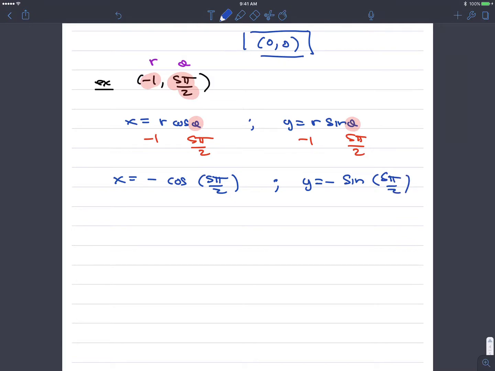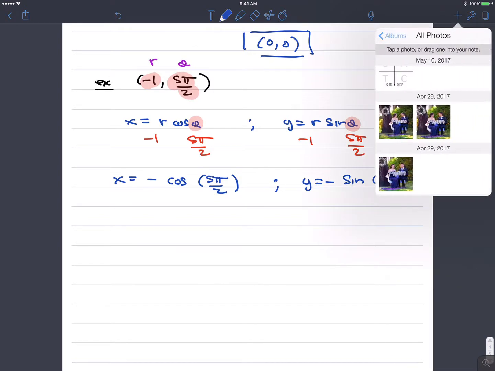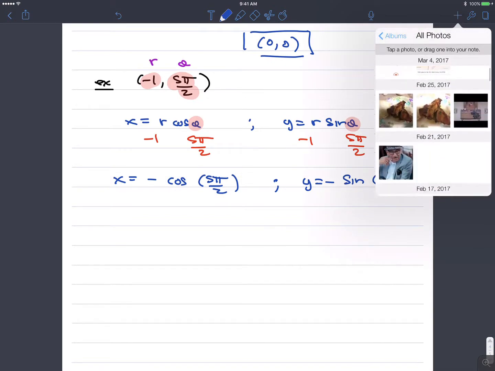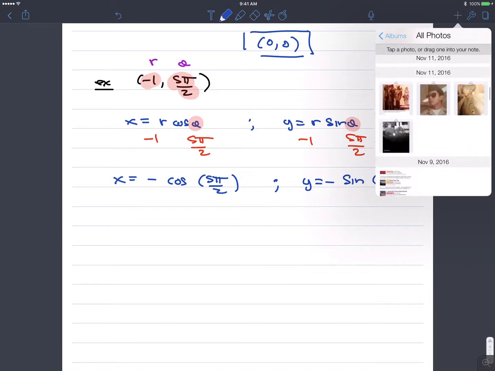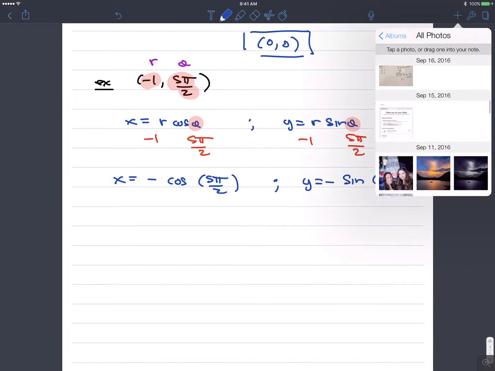So does anybody happen to know what the values of cosine and sine are now? I don't know, 5 pi over 2. Let's see. Anybody know where that is? Let's think about what 5 pi over 2 is. We passed it. It was on top.